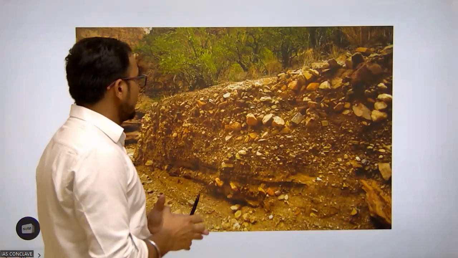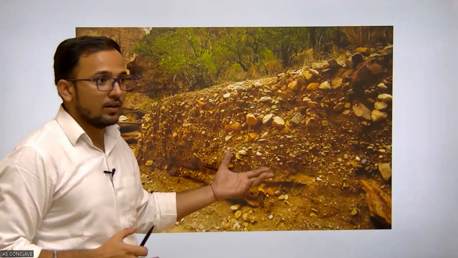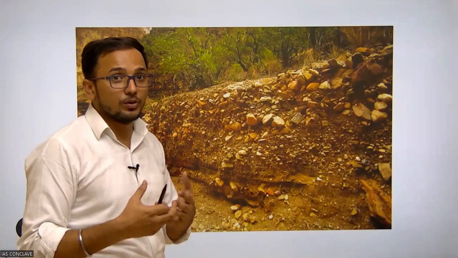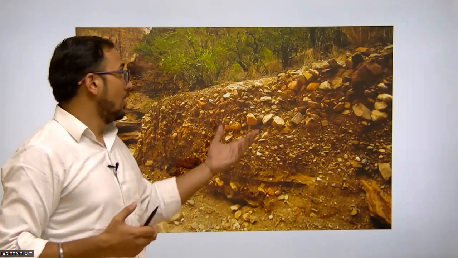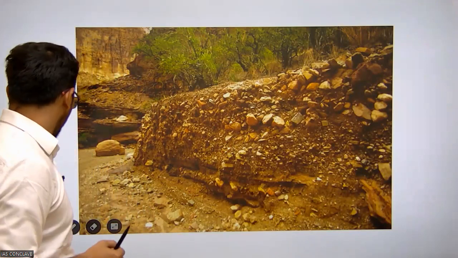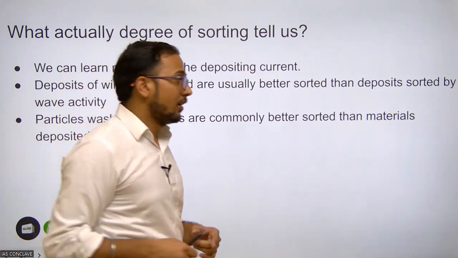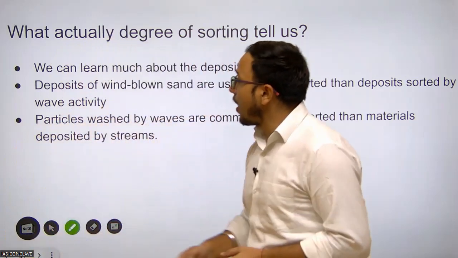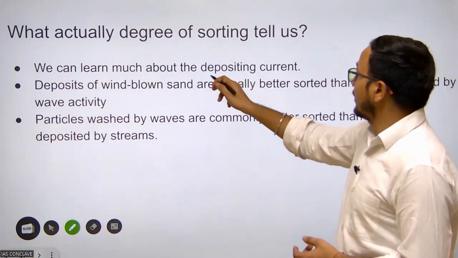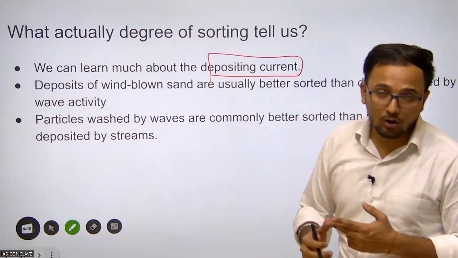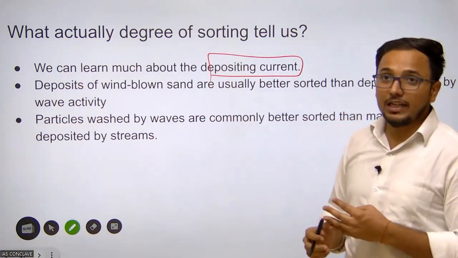So this is an example of sorting. This is poorly sorted. That means we can infer from this what type of depositing current there was, and the time and distance, all of which we can infer from the sorting. Now, what do degrees of sorting actually tell us? The degree of sorting tells us much about the depositing currents: what type of depositing current there would be, like winds, streams, waves or glaciers.